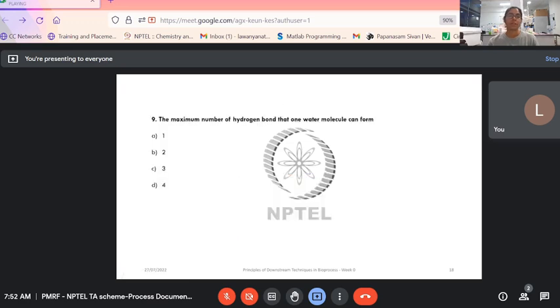Question 9. The maximum number of hydrogen bonds that one water molecule can form are. So remember that H2O has 2 H and 1 O, and oxygen has a lone pair of electrons which can interact. If you take a piece of paper and work this out, you can see that the water molecule in the center has 2 H and a single O in the center, and it's able to interact with 4 other water molecules. So the number of hydrogen bonds that it can form are 4.